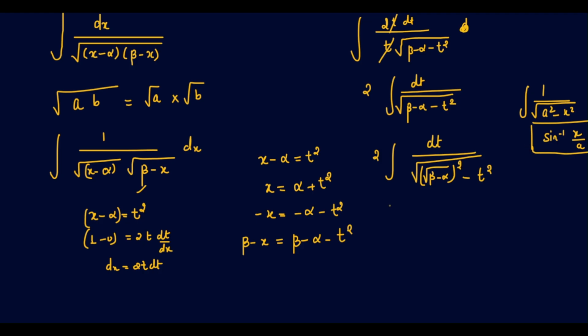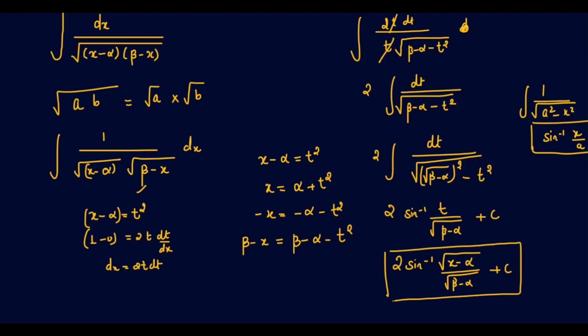So here you will get it in this form: 2 into sine inverse of t over root of beta minus alpha, plus c. So here you will get 2 sine inverse of t, where t will be written as root of x minus alpha upon root of beta minus alpha, plus c. This is the answer that you will get. So this is the second question that we have solved.